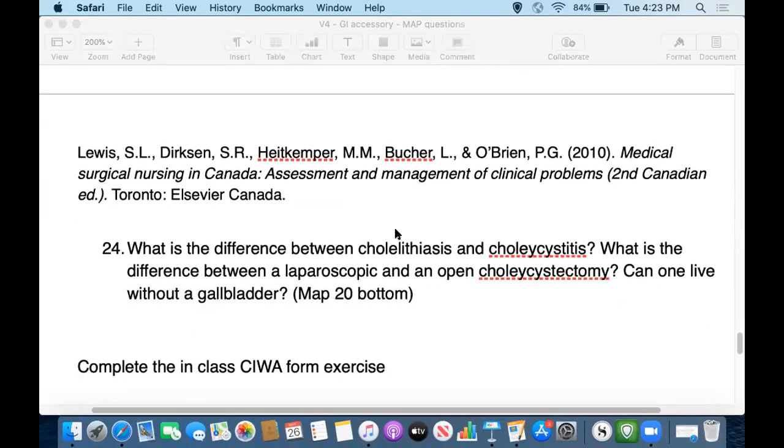Final questions asking us to talk about cholelithiasis, cholecystitis, and the difference between laparoscopic and open cholecystectomy. Can one live without a gallbladder? Yes, one can live without a gallbladder, absolutely.